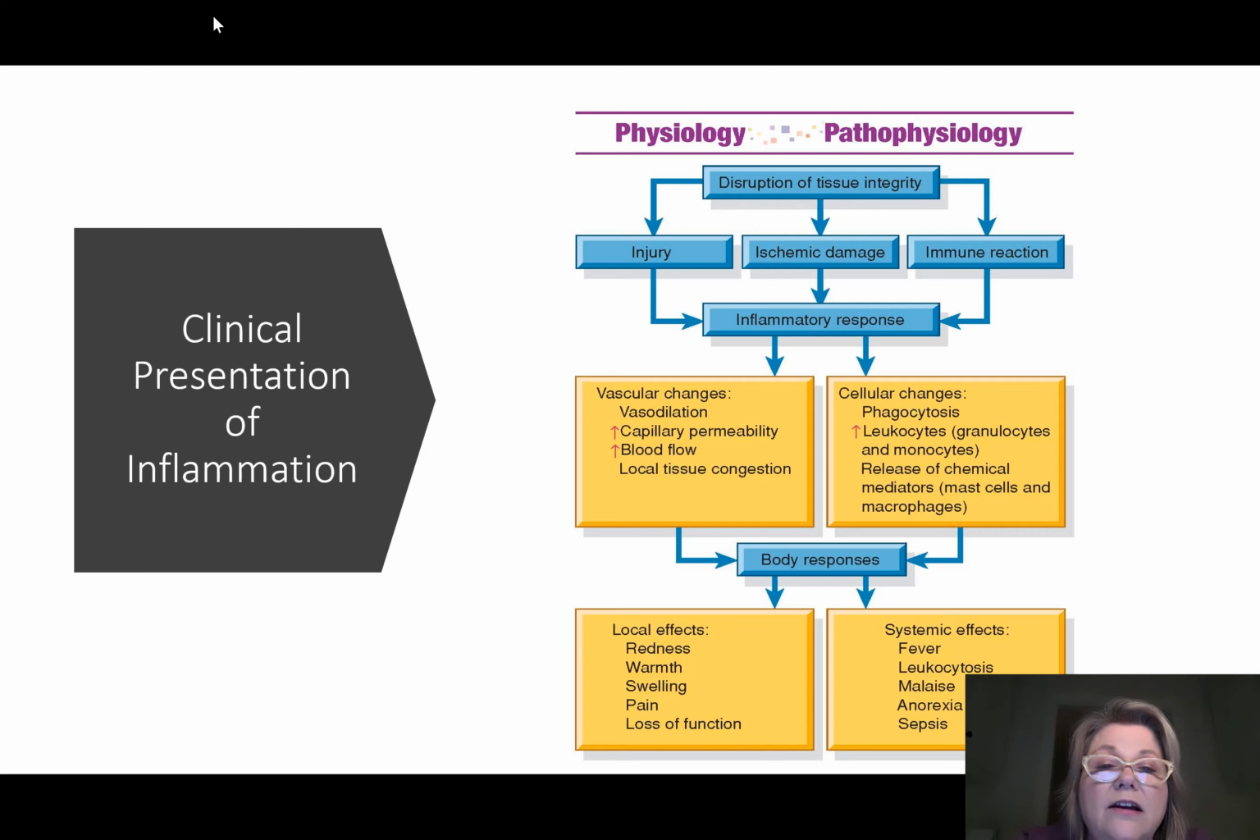Systemic, then it can go systemic. The number one indicator that something may be going systemic is a fever. Remember that. Leukocytosis, malaise, which is being very tired and groggy. Anorexia, another thing, loss of weight. Loss of appetite, actually. Anorexia, so if it doesn't say anorexia, it may say loss of appetite. And then it can definitely lead to sepsis within the body.